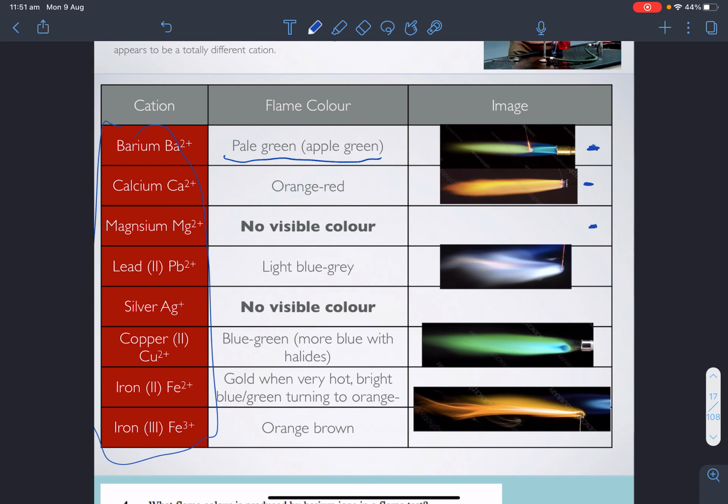Lead, I wouldn't want to do it myself. It's too toxic, but let's write it in there. Let's take their word for it and the photographer's word for it. It's a light blue-grey colour, and there's an image there. Silver, you can't test for using a flame test as well. You won't get a visible colour. Copper, you get a blue-green, like that one. Iron is gold when very hot and bright blue-green to orange. I would treat iron as being this color, whether it's iron 2 plus or iron 3 plus. You're just getting an orangey, goldy brown color.